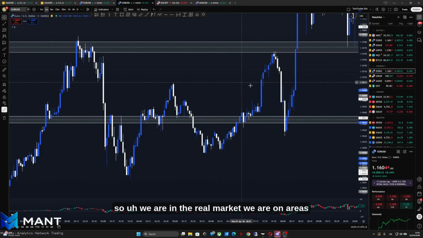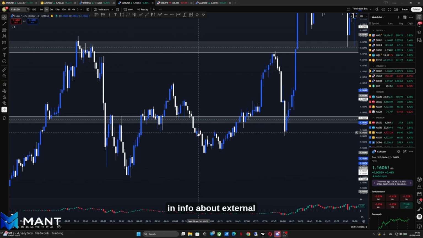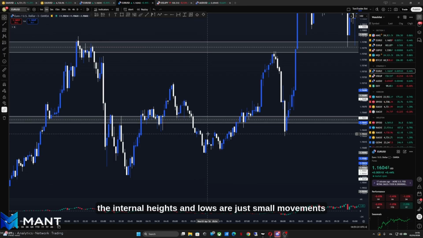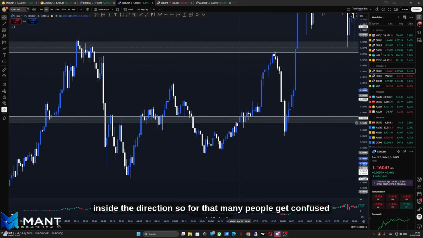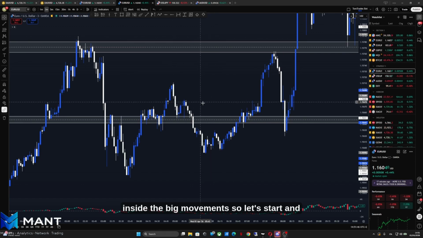Okay, so we are on the real market, on the 3 minute chart, and we are going to check everything about external lows and highs. Before we start with an example, an important thing to understand is that external highs and lows define the real direction of the market. Instead, the internal highs and lows are just small movements inside the direction. For that, many people get confused and think that the market is reversing, but in most cases it's just manipulating or creating small retracements inside the big movements.